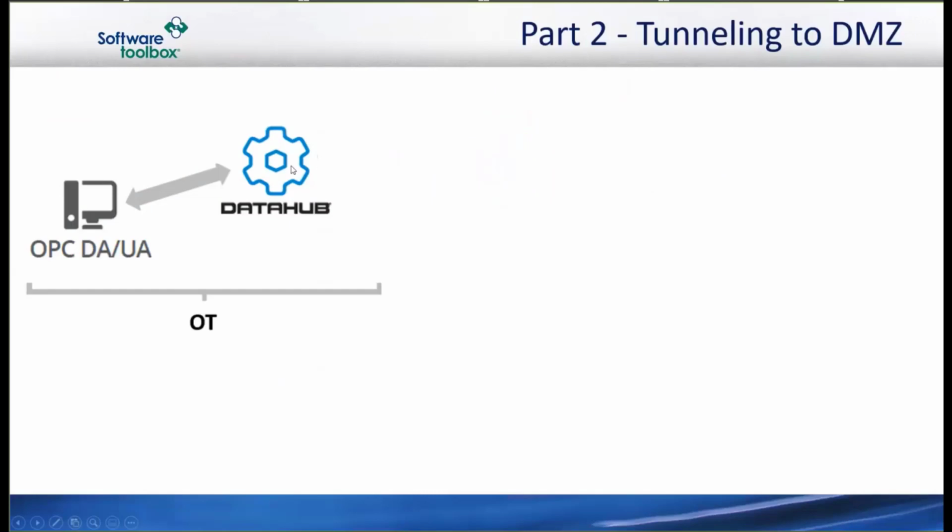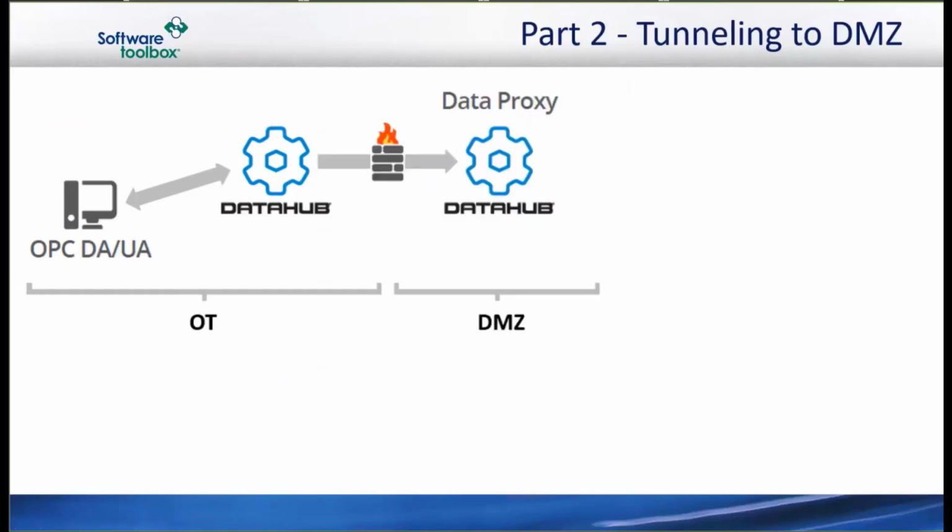So this part's done, right? We just need to add this write-only connection to the DMZ data proxy. So we're actually going to set that up in the data hub on the OT side where it pushes to the data hub on the DMZ side. Let's go ahead and do that.